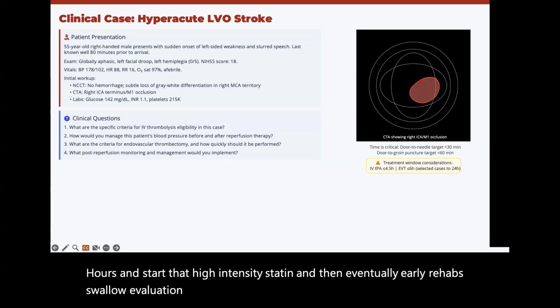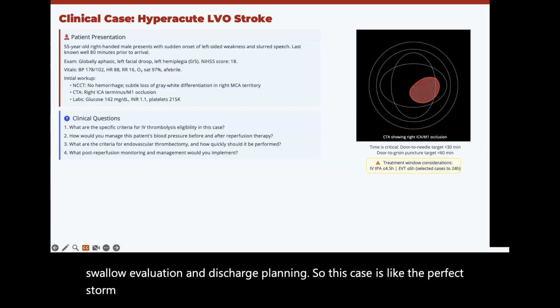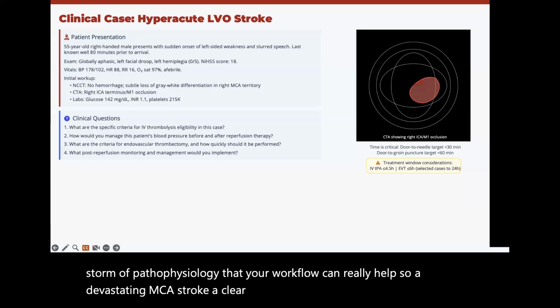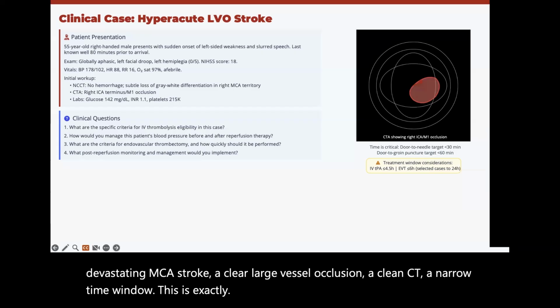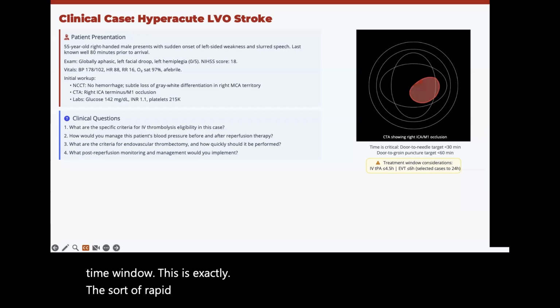So this case is like the perfect storm of pathophysiology that your workflow can really help. So a devastating MCA stroke, a clear large vessel occlusion, a clean CT, a narrow time window. This is exactly the sort of rapid response that you need to contend with without panic and save the penumbra.